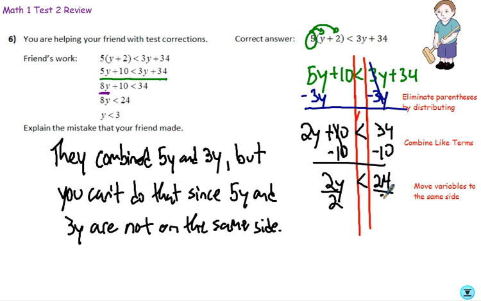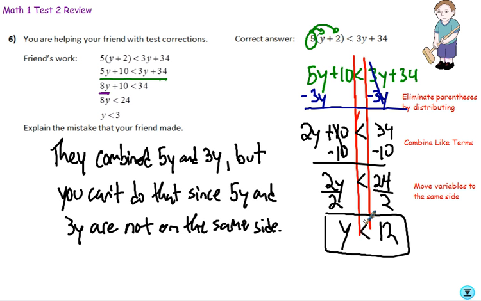Divide both sides by 2, and we get y less than 12. Oh, hey, what about that whole switching the symbols thing? Well, did we multiply or divide by a negative? No, see, we divided by a positive, so it stays exactly the same. So we end up with y less than 12.